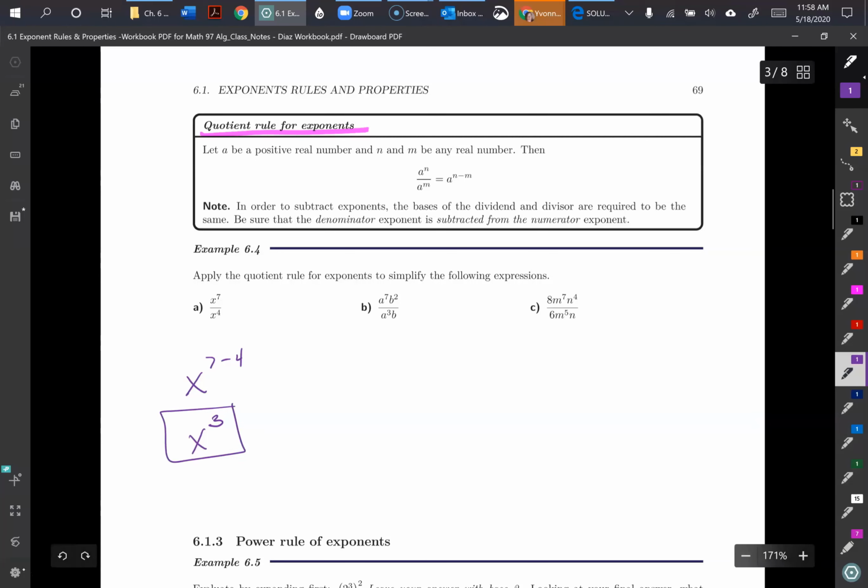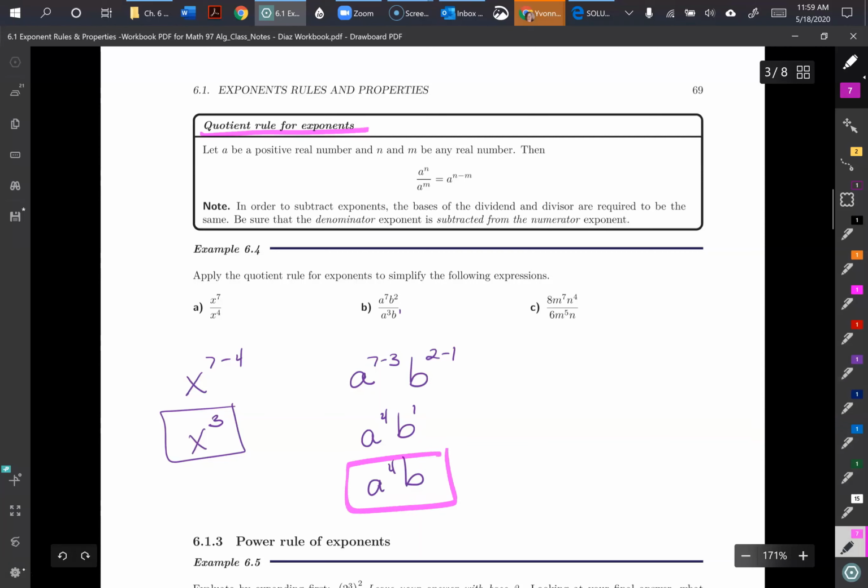b, I started with a to the 7th, b squared, all divided by a cubed b, and that's again to the first. So I kind of separate out my exponents to start with. I have a, and that would be 7 minus 3. Then I have b, and that would be 2 minus 1. Now I can simplify that. A to the 4th, b to the 1, but I just keep it as b. Don't want to write it out with a 1 there. It's kind of considered choppy.